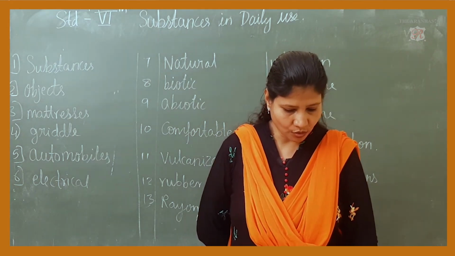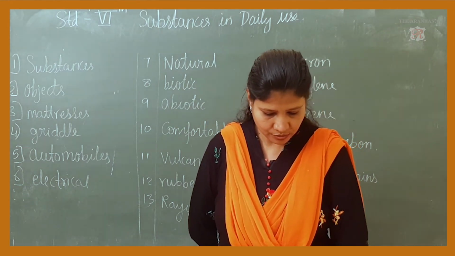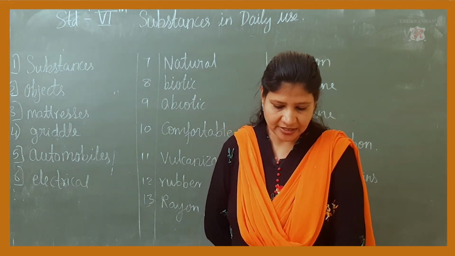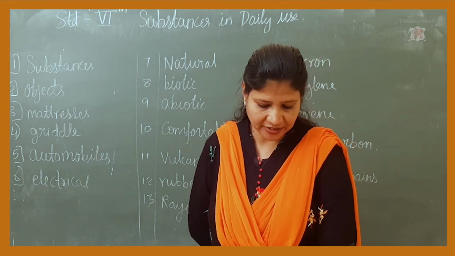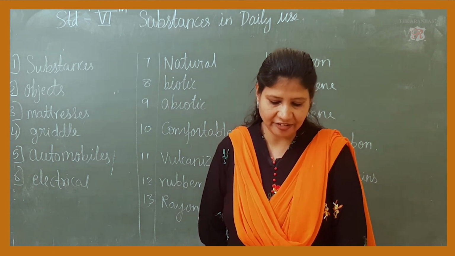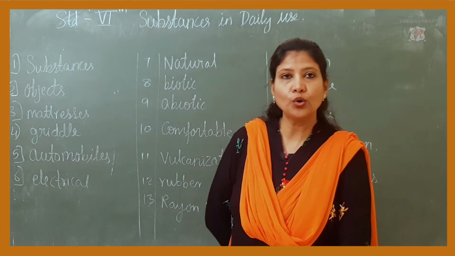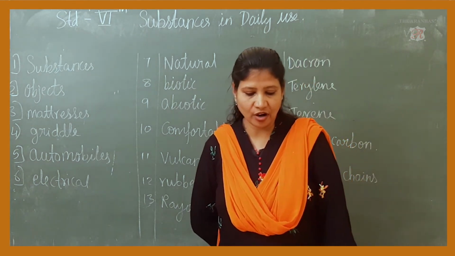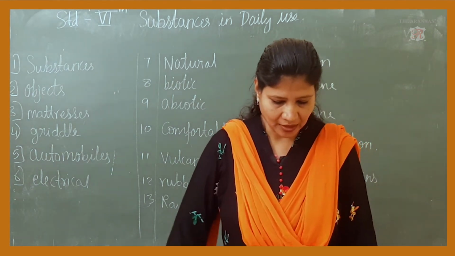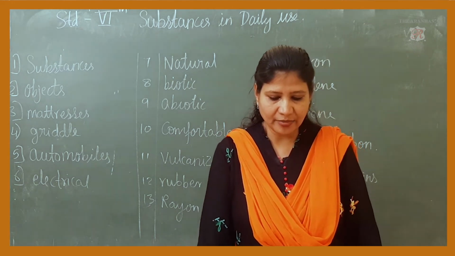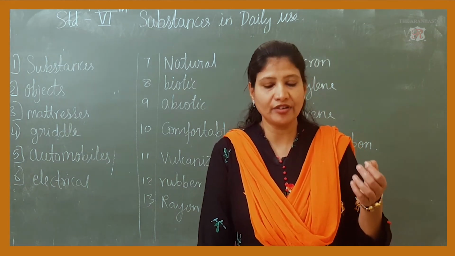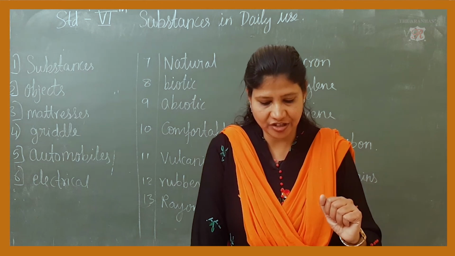From which substances in nature can we get threads or fibers? We get threads and fibers from cotton, wool, jute, hemp, silk, etc. What are clothes made from? Clothes are made from fibers. Then what is rubber? Rubber is of two types. How many types are there of rubber? Natural and artificial.